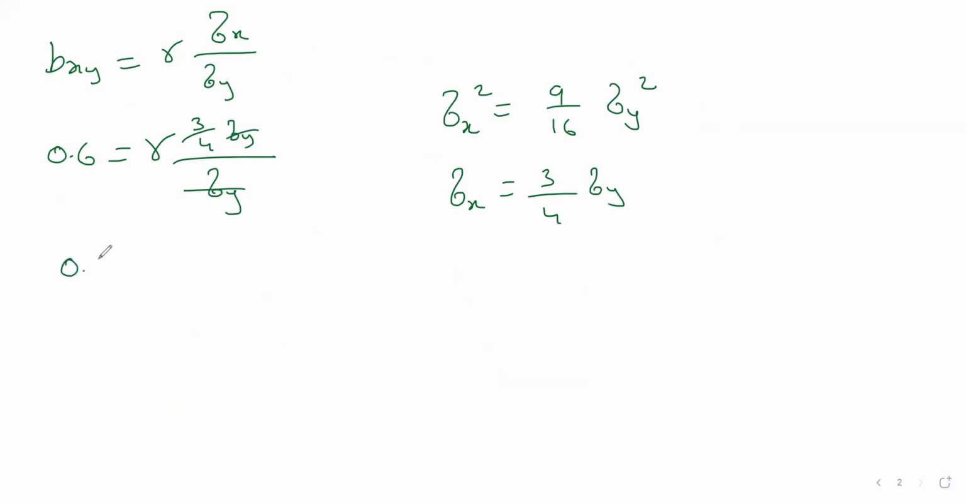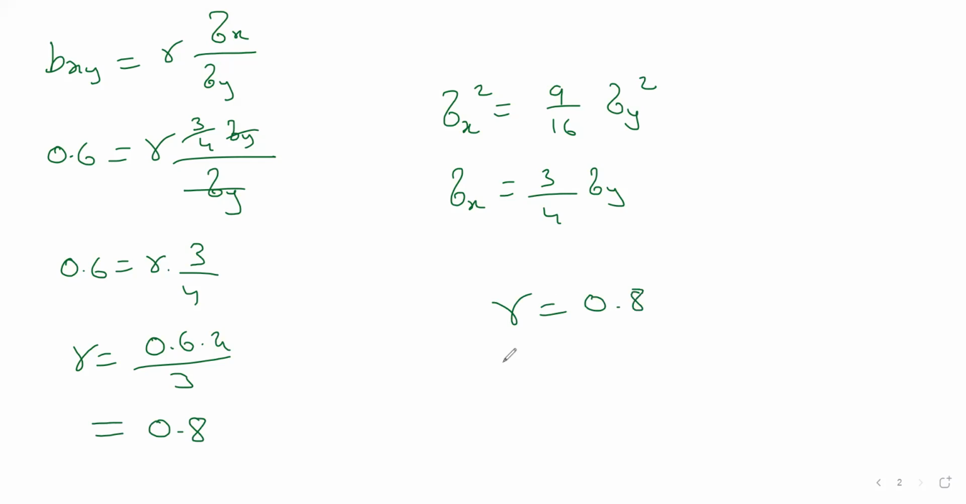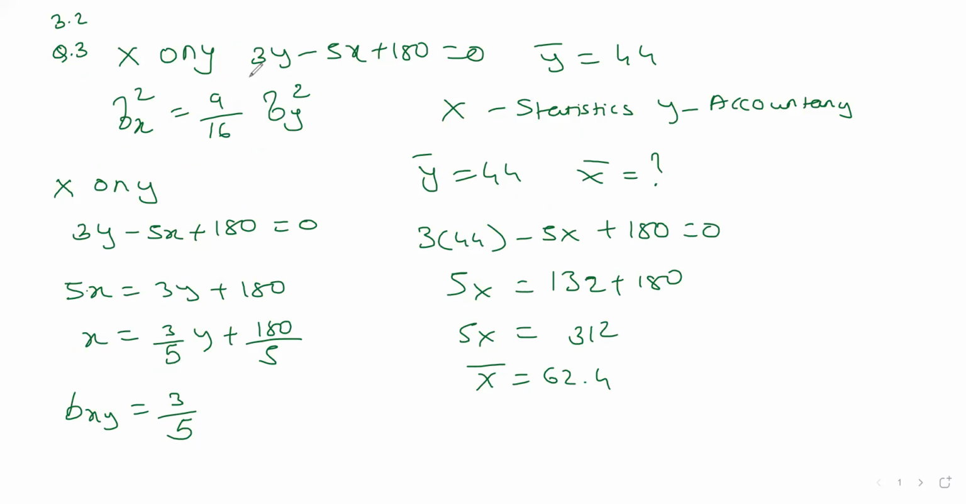This will get cancelled. 0.6 is r into 3 by 4. R is 0.6 into 4 upon 3, that is 0.6 into 4 divided by 3. R is 0.8. So r that they have asked for is 0.8 and bar x that they have asked for is 62.4. How did we find bar x? The y on x equation is given, we substituted bar y, and we got bar x. Okay, we have found bar x.